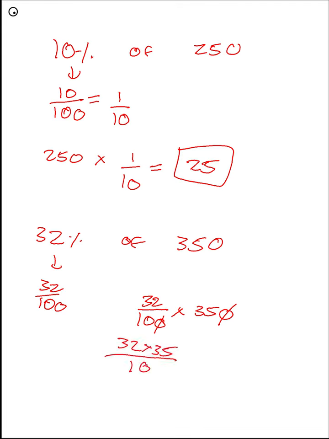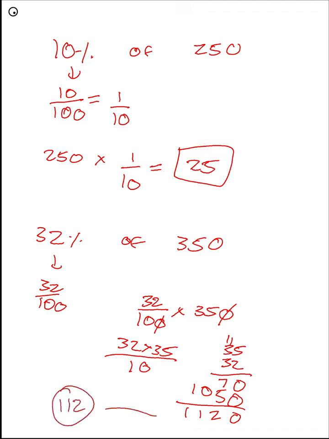So here, since I chose some big numbers for this, you just do a long multiplication. So it would just be 35 times 32. Then I multiply them out. So this becomes 70, then 0. So pretty much this happens. And then when you divide by 10, you get an answer of 112. So you know that 112 is 32% of 350.